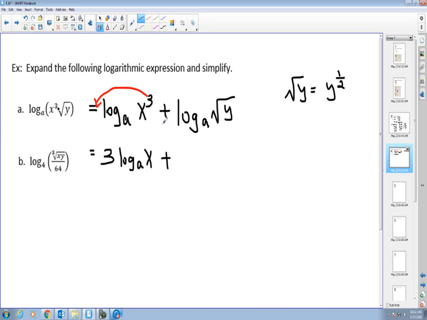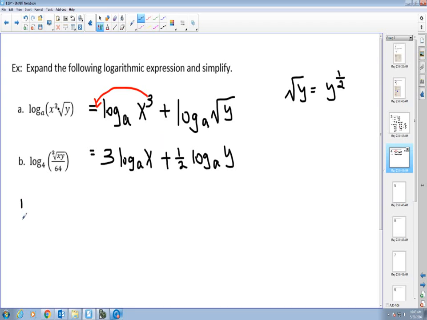And this half will need to go to the front of my log. So that would be half times log with a base A of y. Okay, and that will be in the simplest form here.